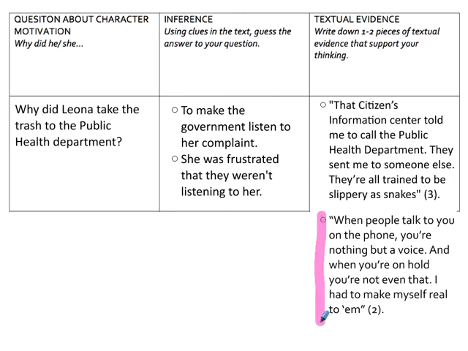When people talk to you on the phone, you're nothing but a voice. And when you're on hold, you're not even that. I had to make myself real to them.